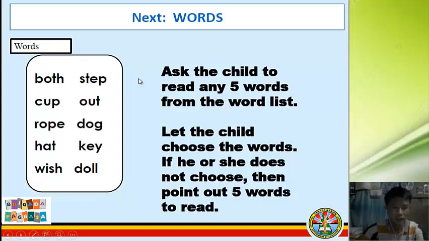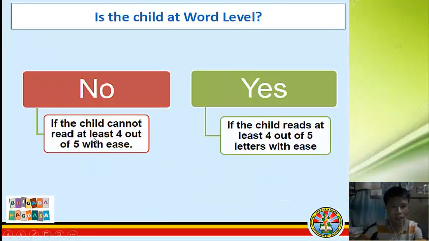So it is the same process. If the child cannot read at least 4 out of 5 with ease, meaning they do not hesitate when answering or reading, and if they are short of 4, it belongs to no. And yes, if the child reads at least 4 out of 5 easily, then that belongs to yes.